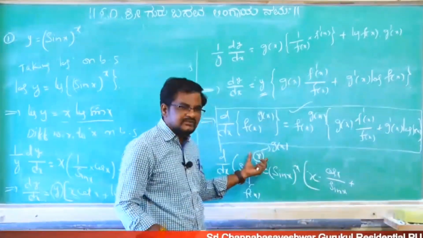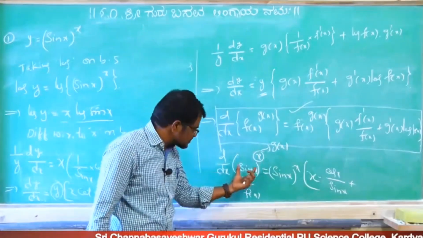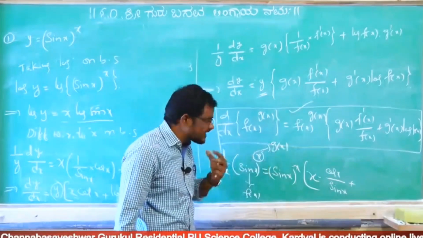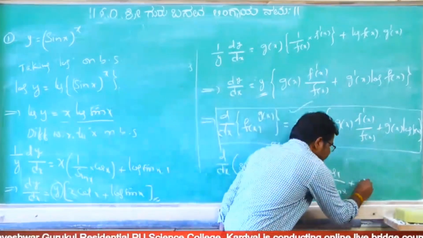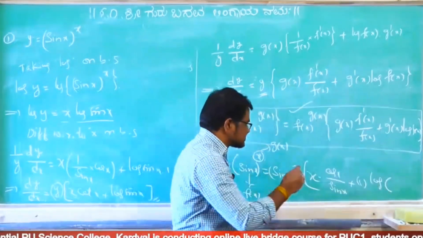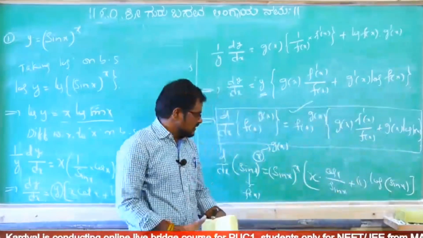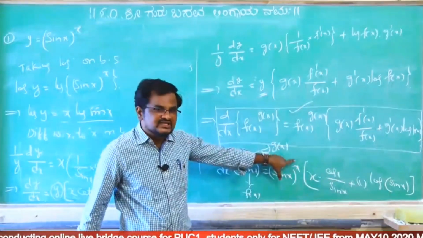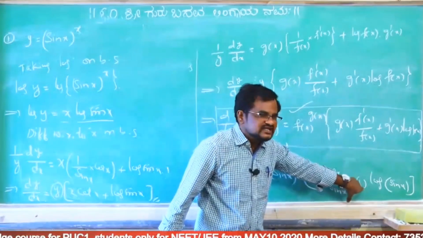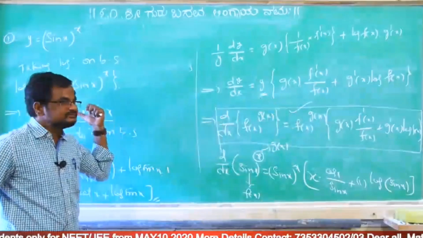What is the g of x? x. g of x is the power, base is f of x. And now differentiation of x is 1 into log of f of x. F of x is the base, this is sin x. Once you observe, f of x whole power g of x, g of x, f dash x by f of x plus g dash x log of f of x. Same thing you got or not?